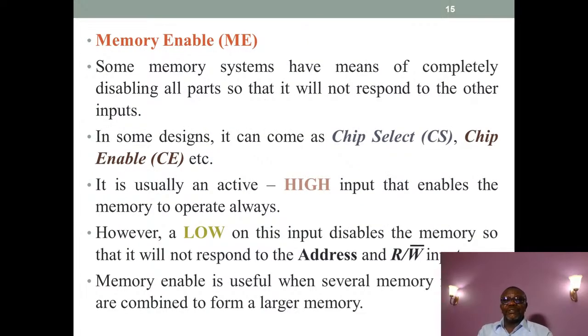Some memory systems have means of completely disabling all parts so that it will not respond to the other inputs. In some designs, it can come as chip select. Some we call it chip enable, whatever acceptable name. It is usually an active high input that enables the memory to operate always. However, a low on this input disables the memory so that it will not respond to the address and read-write inputs. Memory enable is useful when several models are combined to form a larger memory. For instance, in our Fig 3, you see what we call memory chip 1, memory chip 2, memory chip 3. You can continue like that down to several hundreds of memory chips.